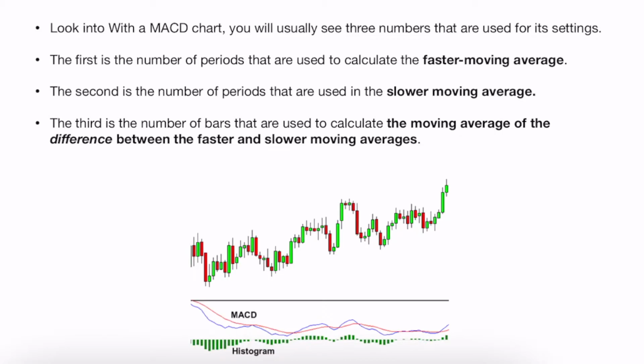So let's look into what the MACD chart over here says. And usually we use three numbers for its settings. The first number is the number of periods that are used to calculate the fast moving average. The second number of periods is used for the slower moving average. And the third number is the number of bars that are used to calculate the moving average of the difference between the faster and the slower averages.